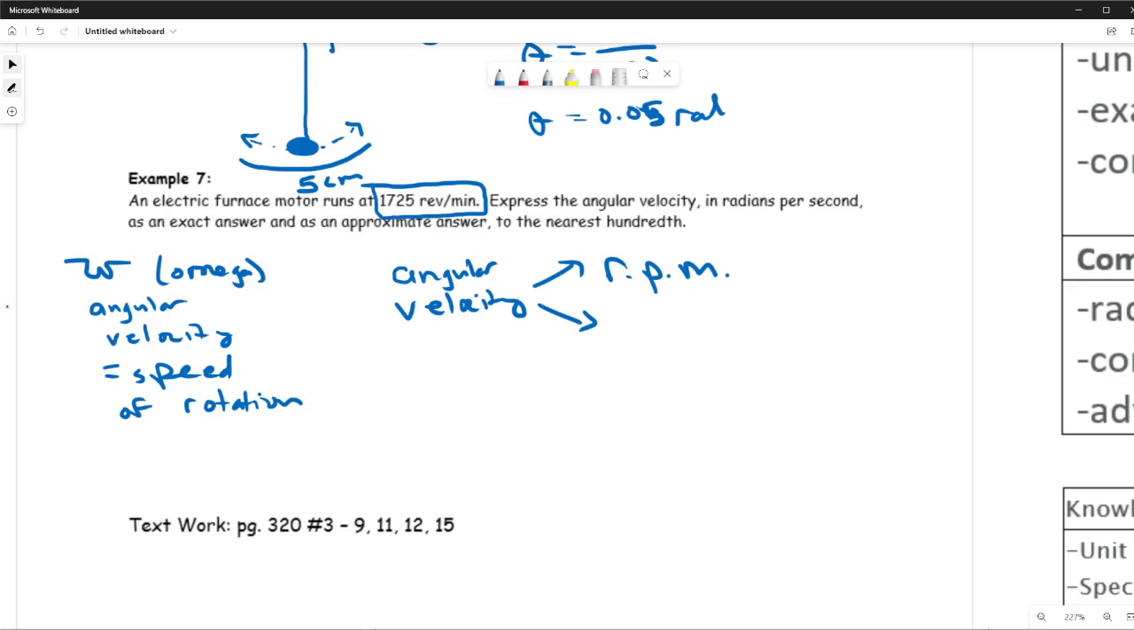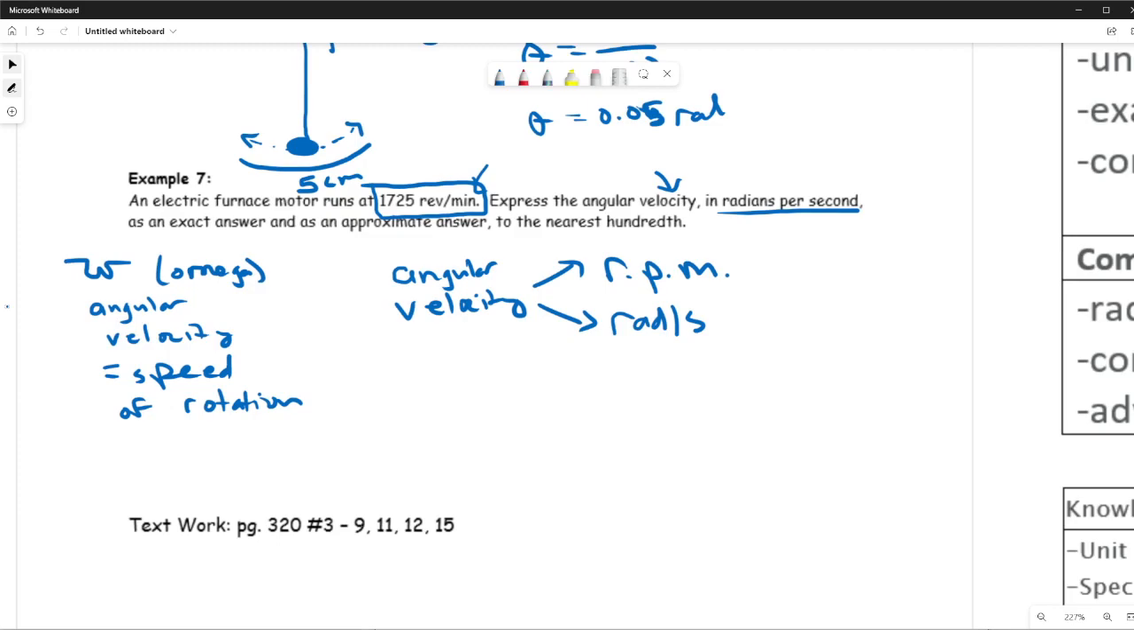The other way you can talk about it is in rad per second. So angular velocity, you can discuss it in revolutions per minute, or you can discuss it in radians per second. They are the same unit. It's kind of like saying I was driving down the highway at 100 kilometers an hour versus I was driving down the highway at 33 meters per second. They're both describing the same speed. They're just a different way of saying it, right?